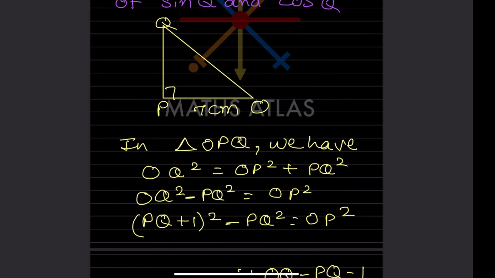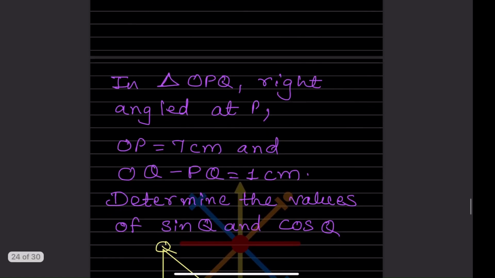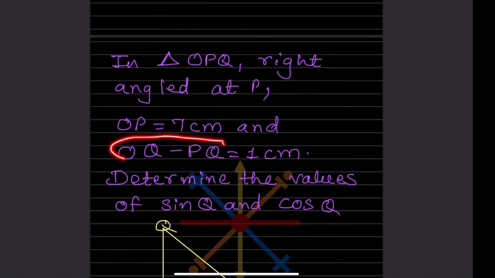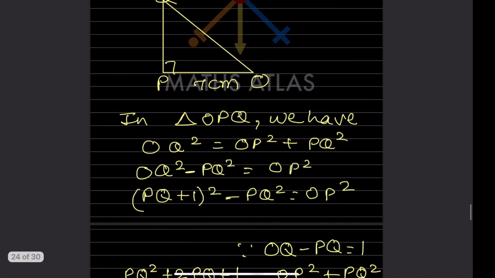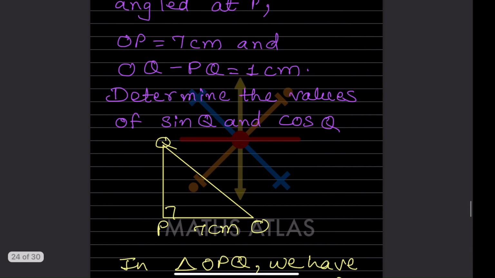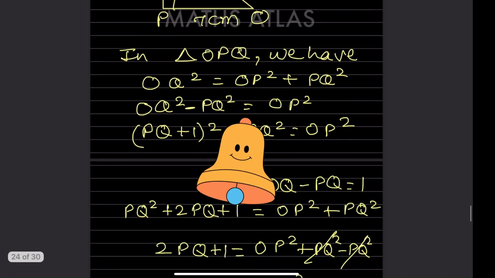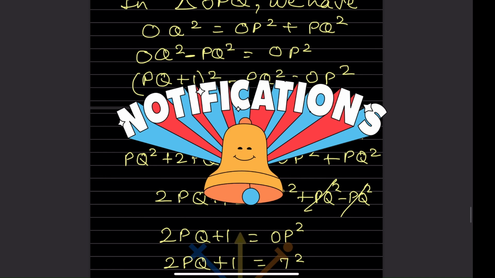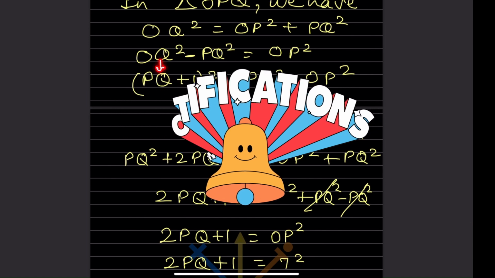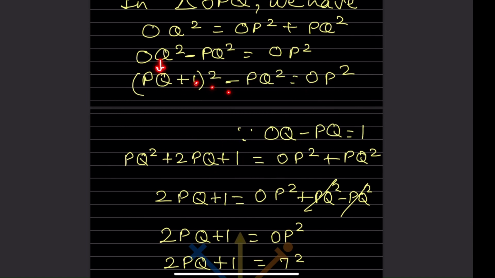So now what we can write here is that it's given over here, OQ minus PQ is 1. So see here, OQ minus PQ is 1. So we can also write this as OQ is equal to PQ plus 1, because this minus PQ goes to that side. So in place of OQ, we are going to write over here, PQ plus 1.